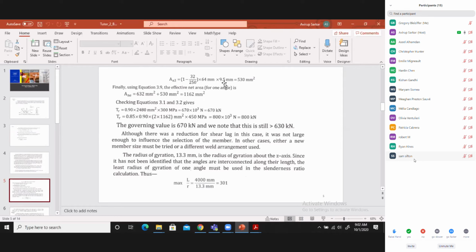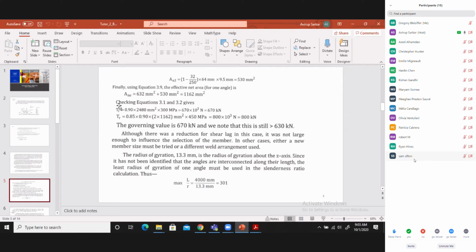So you see here there is no reduction in length, because in this formula for the shorter leg. Okay, and this comes out to be 530 millimeters square. And finally, to calculate the total area of welding, we need to add these two up. That gives me the total area of welding to be 632 plus 530 millimeter square, that is 1162 millimeter square.